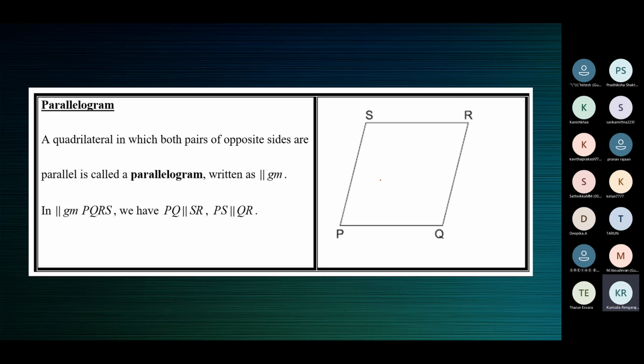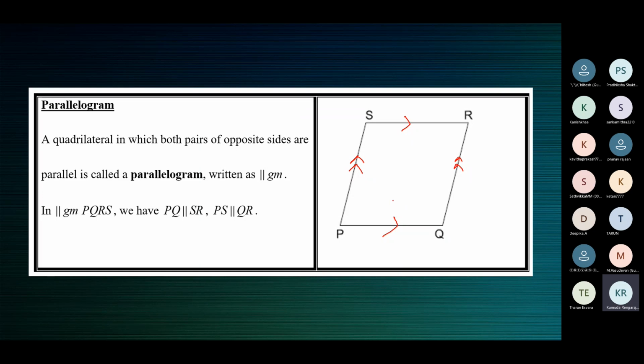So in this quadrilateral PQRS, we have SR parallel to PQ, and we also have SP parallel to RQ, and hence PQRS is a parallelogram because both pairs of opposite sides are parallel. If one pair of opposite sides is parallel, it's a trapezium. Both pairs parallel, parallelogram. This is the definition.